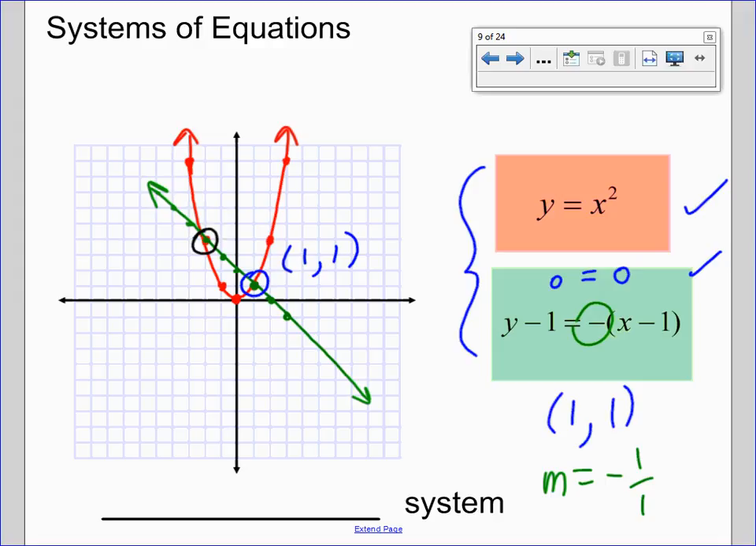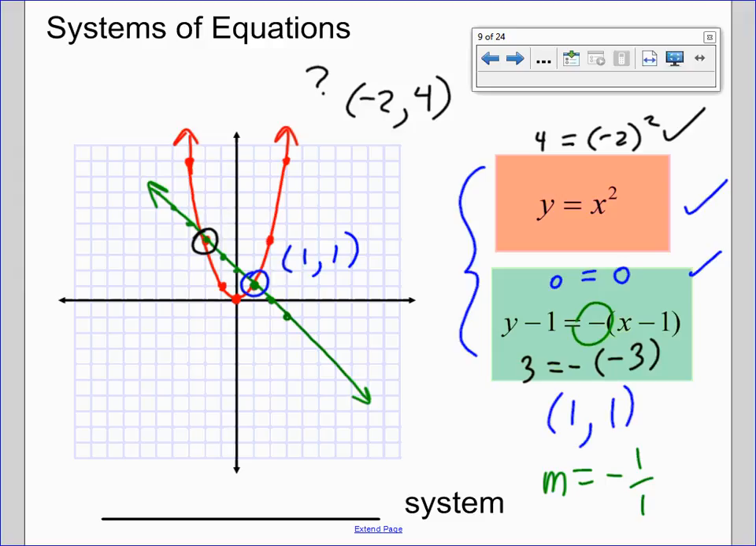Negative 2, 4. Negative 2, 4? I don't know. Let's check. So negative 2 comma 4. In order to be a solution, it has to satisfy each of the equations in the system. Does 4 equal negative 2 quantity squared? Yes. So it satisfies the first. Does 4 minus 1 equal the opposite of negative 2 minus 1, which is the opposite of negative 3? Does 3 equal the opposite of negative 3? Yes, it does. Winner, winner, chicken dinner.